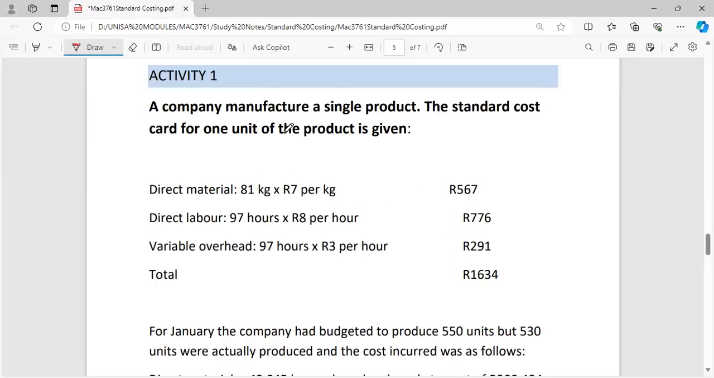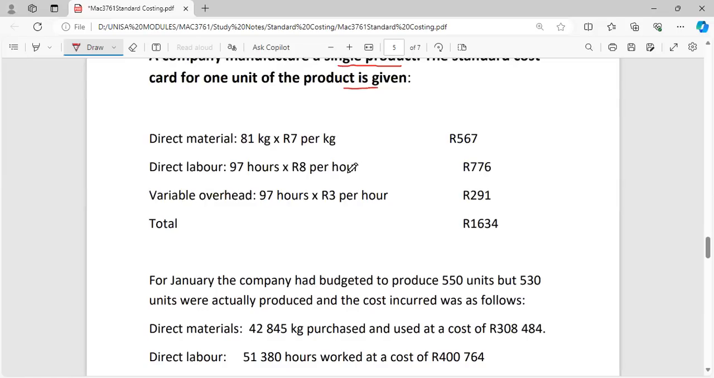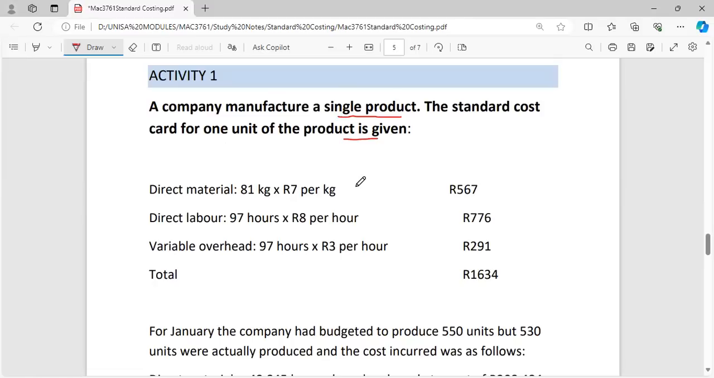Let's look at this activity so that we can demonstrate what we're saying. The activity says a company manufactures a single product. The standard cost card for 1 unit of the product is given. So the first thing in your question is to identify the standard, and they give us this one as the standard.